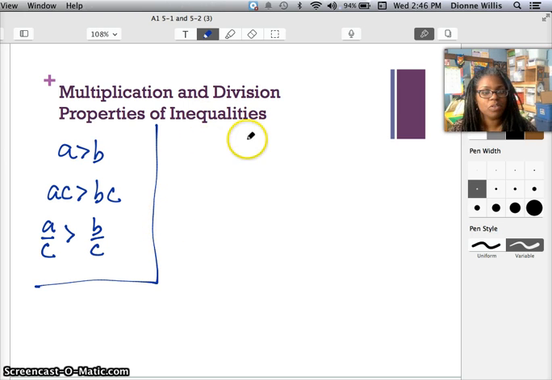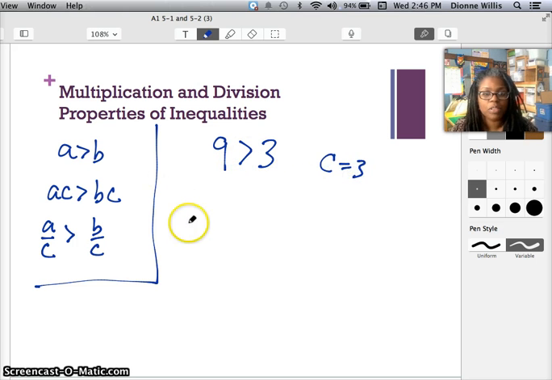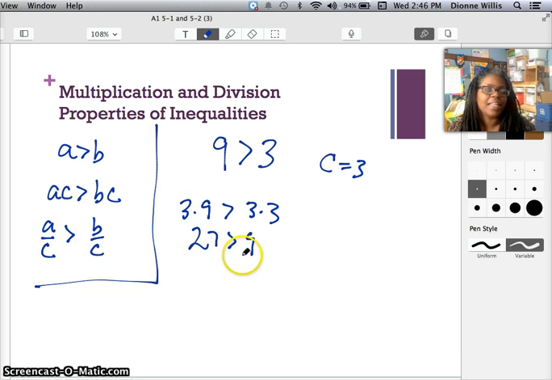What happens? Let's use a real life situation, right? If I have 9 is greater than 3, everybody would agree. If I were to multiply both sides by 3, so let's say C is equal to 3, I get 3 times 9 is greater than 3 times 3. That's true. 27 is indeed greater than 9. Let's divide. Let's see if it works there. Again, starting with 9 is greater than 3, if I divide both sides by C, is 9 divided by 3 greater than 3 divided by 3?